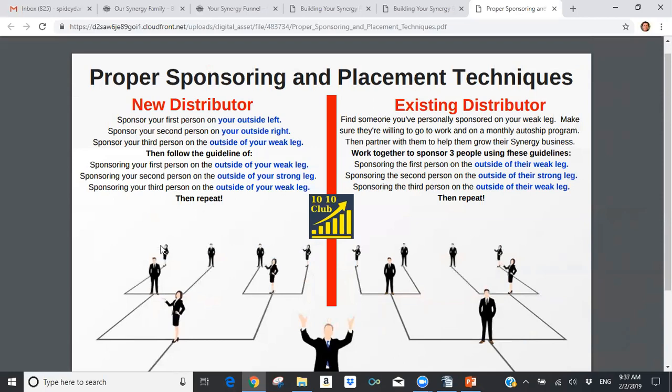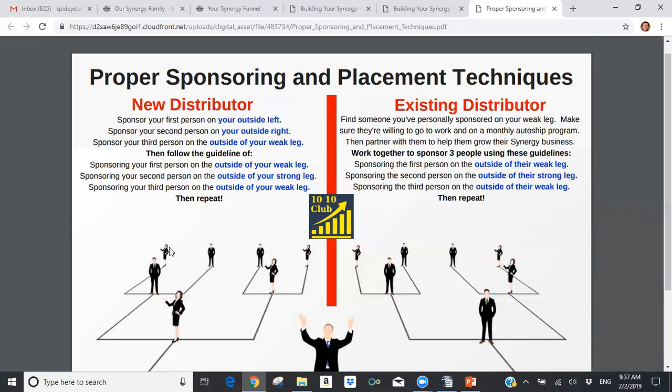And if you sponsor someone before I sponsor my next one, then you can sponsor them on the outside of your strong leg. And then when we get to the third person, whether it's you or I, that third person is going to get sponsored on the outside of your weak leg. And that way, between the people that I sponsor and the ones that you sponsor, every time we're ready to sponsor someone, we check with each other to see where best to place them, either outside weak leg, outside strong leg, outside weak leg, so that we can continue to build both sides of your Synergy organization to the point where one side takes off.